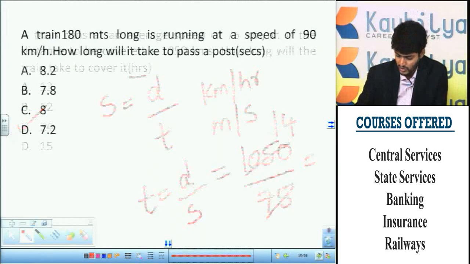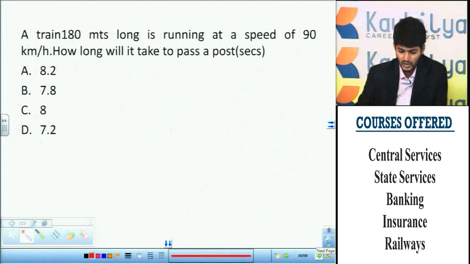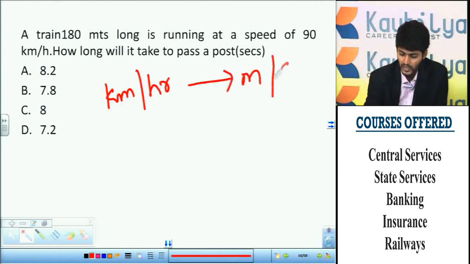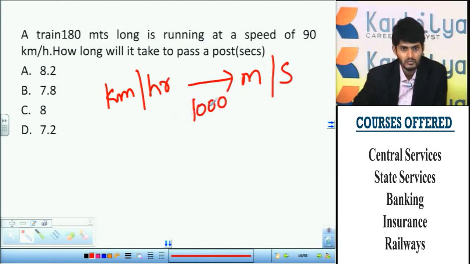So let us look at your next question where conversion is required. Why? You see in the given problem, a train 180 meters long. The length of the train is given in meters and the speed of the train is given in kilometers per hour, and the final answer time is asked in seconds. So first you need to know how to convert a kilometer per hour value into meters per second. As you are aware, every kilometer corresponds to 1000 meters, and every hour corresponds to 60 minutes and every minute corresponds to 60 seconds.